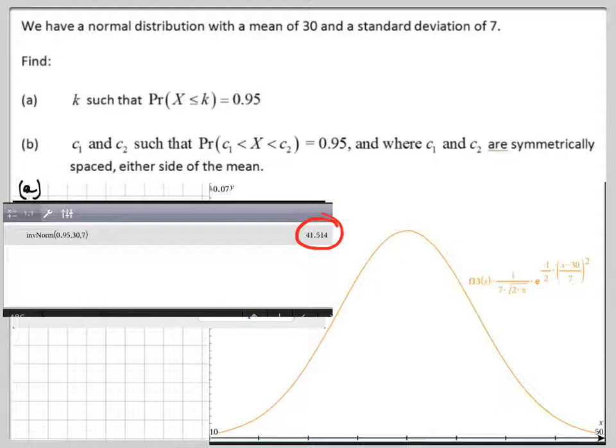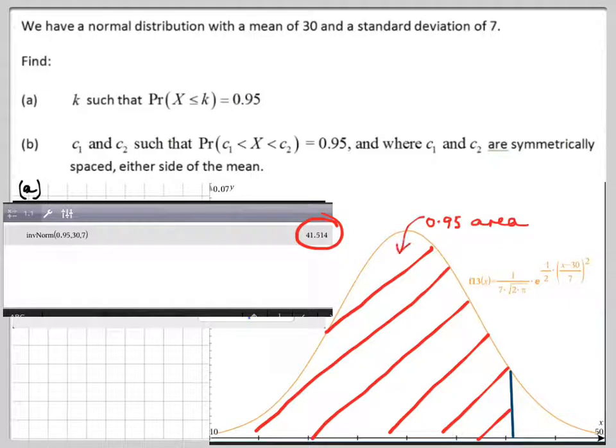41.514. So in other words, you've got to get a score of, well, they don't have half point scores, so it looks like you've got to get a 42. You get a 0.95 area. It's actually 41.5, but you can call it a 42. Yeah. So that's 41.5, score of 42. Yeah. Okay. Good. Now what about B?